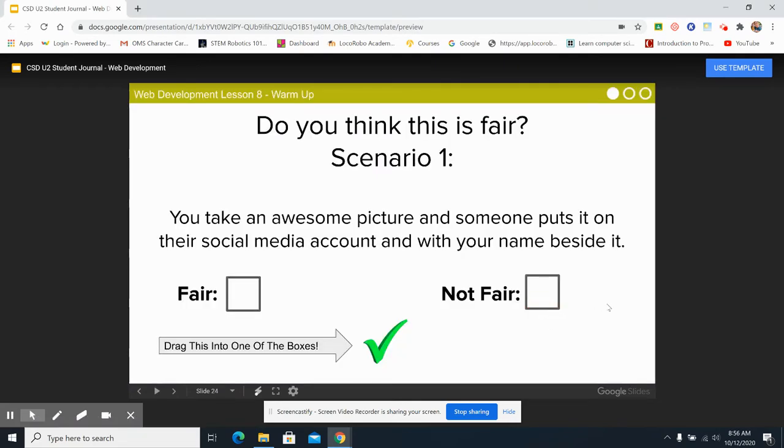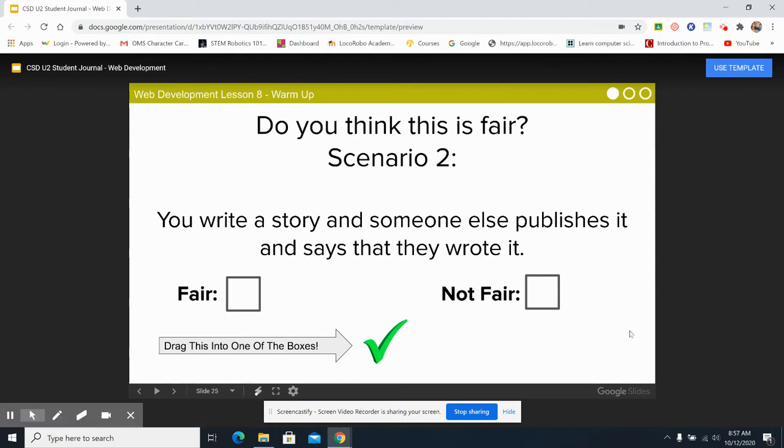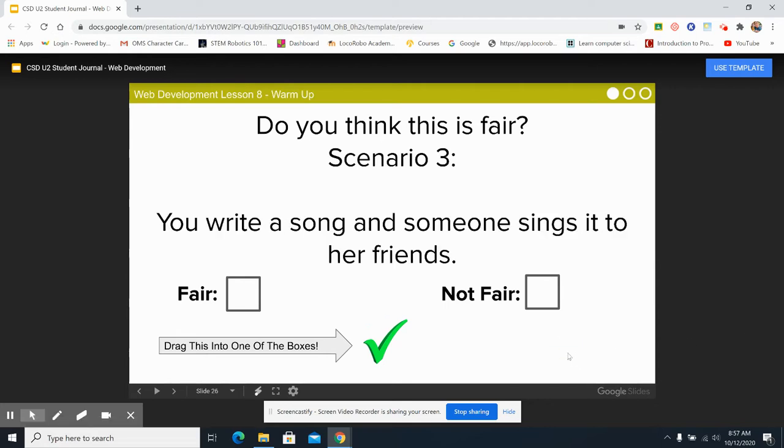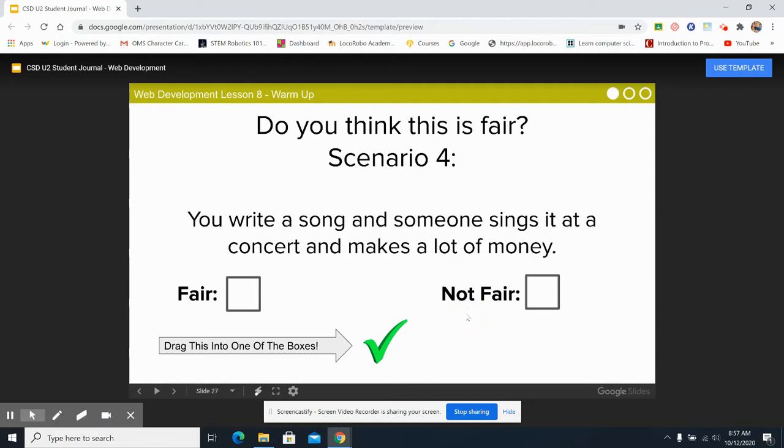First of all, do you think this is fair? You take an awesome picture and someone puts it on their social media account with your name next to it. Do you think that's fair or not so fair? What about you write a story and someone else publishes it and says they wrote it? Fair or not so fair? How about you write a song and someone sings it to her friends? Fair or not so fair? You write a song and someone sings it at a concert and makes a lot of money. Fair or not fair?